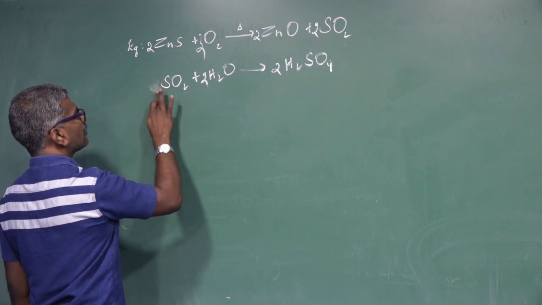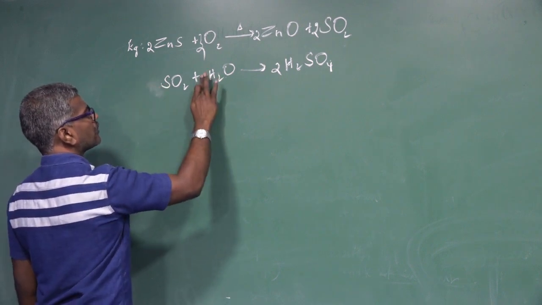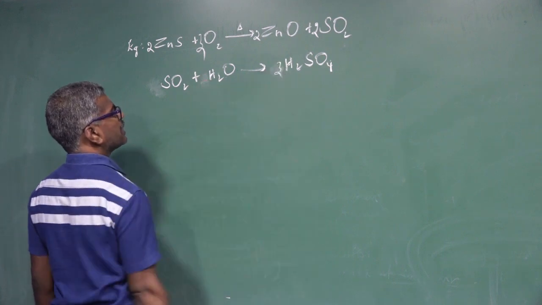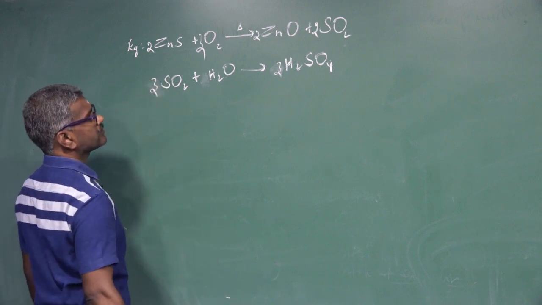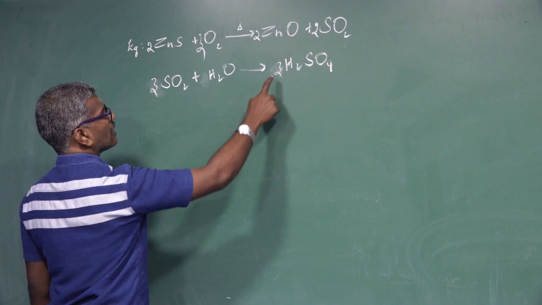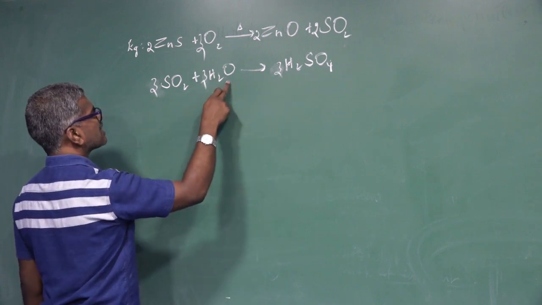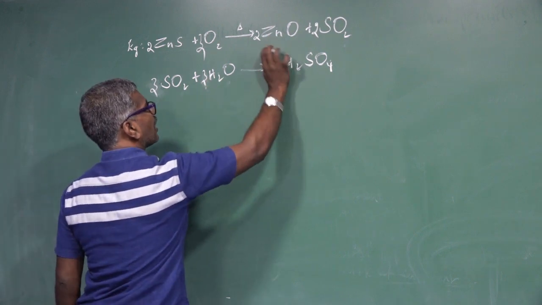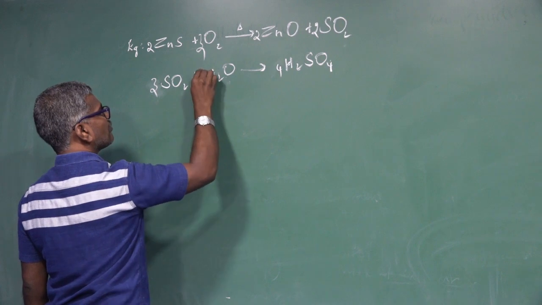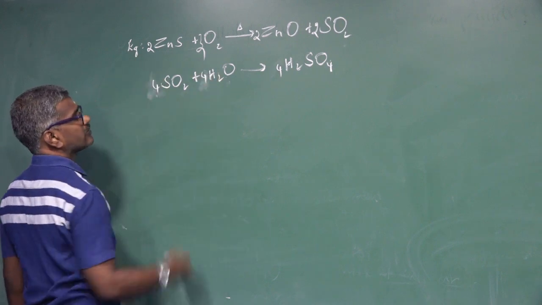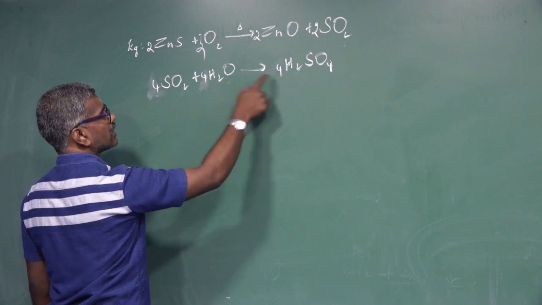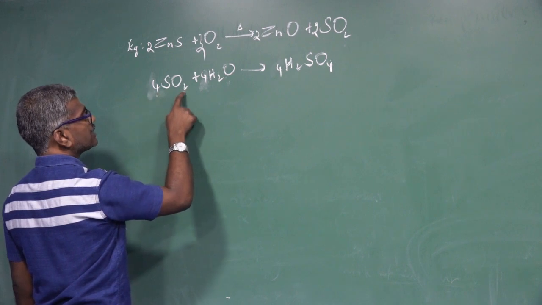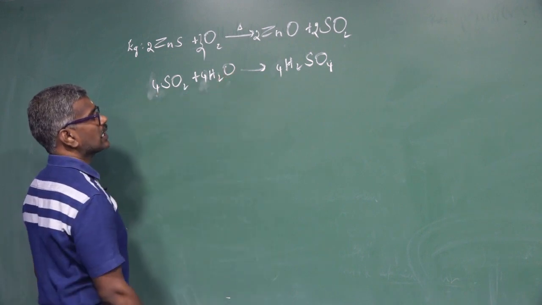Another one. 3 times. Sulfur is balanced, hydrogen is balanced. Here 6, here 3, here 6, the equation is balanced. Another one is 4. Here 4, 4 hydrogen, totally 8 hydrogen, 4 sulfur, how many oxygen? 16 oxygen. Here 8, here 2, the equation is balanced.